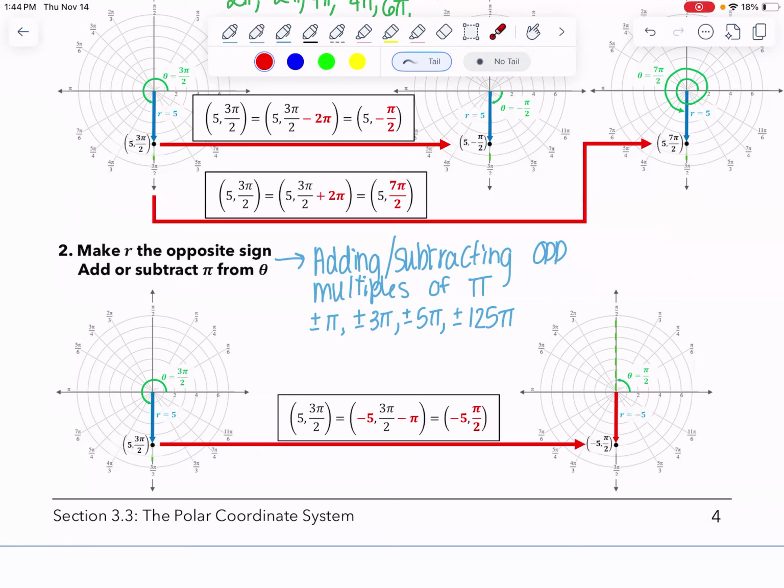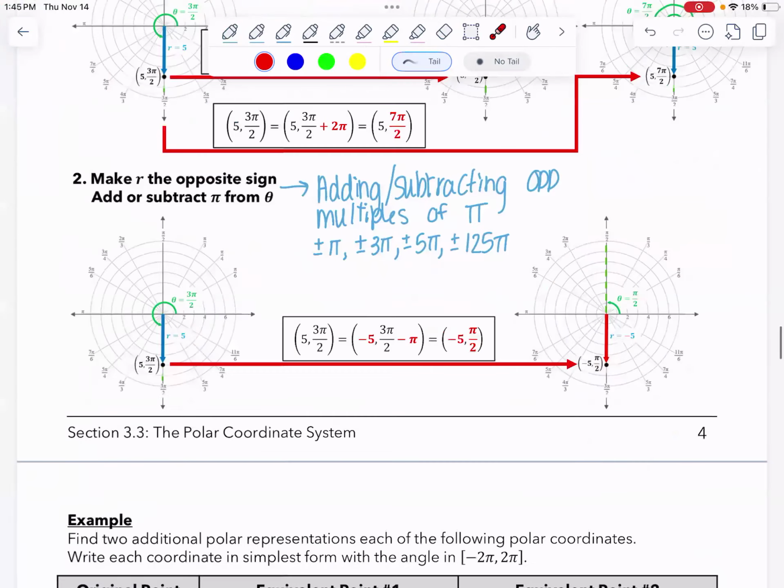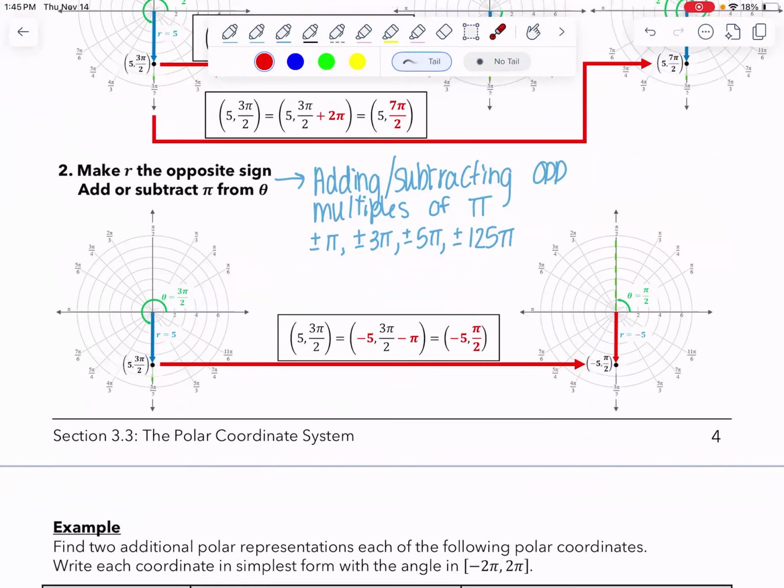Right. So here I have this point that I started with. I subtract pi from the angle to get pi over 2, and then I make my radius negative to go in the opposite direction, and bam, I have the point negative 5 comma pi over 2. All right, so let's practice it then.